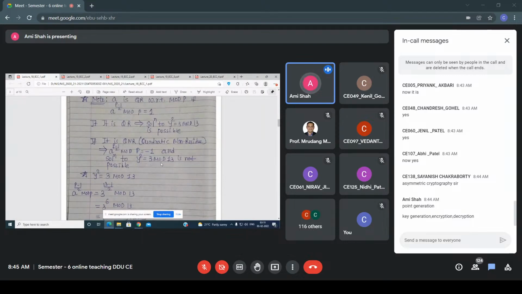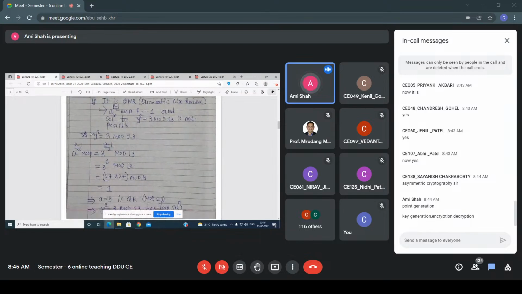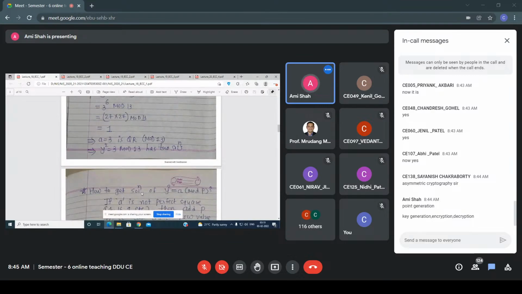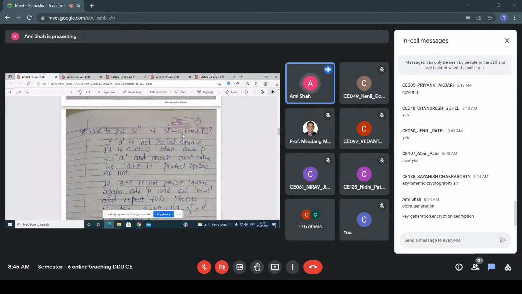Now the question arises: if it's a quadratic residue, how can you find the solution? I also explained that in class. Let's say y square equals 3 mod 13. To check whether it's a quadratic residue, you calculate a raised to (p minus 1) by 2 mod p. Here you are getting 1. What is the meaning of it? The a equals 3 is a quadratic residue, which means the solution is possible. Now how to get the solution? If it's not a perfect square, then whatever the value of p is, you have to add it to the value.